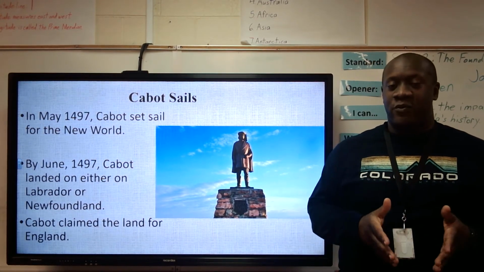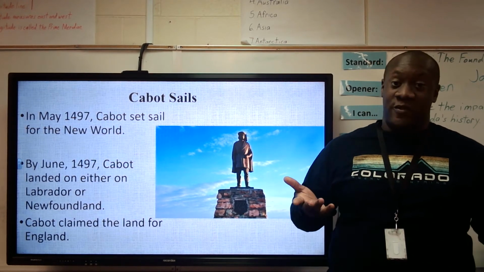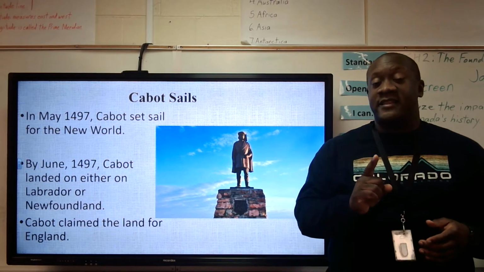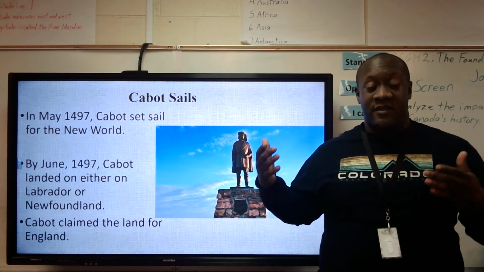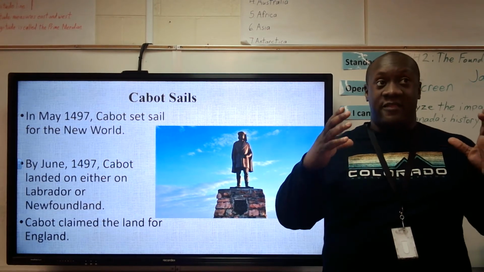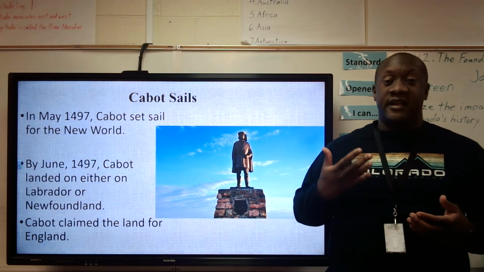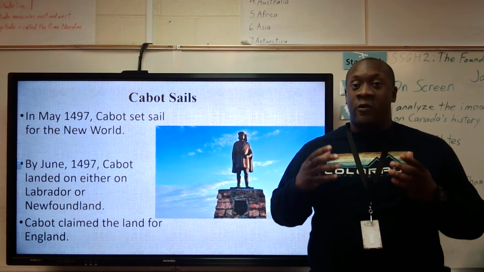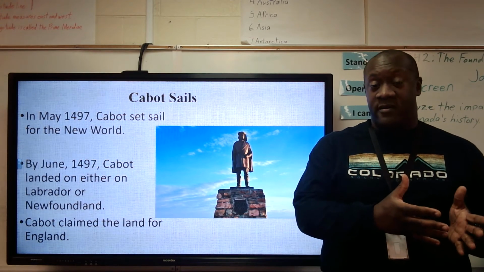Now, why is this important? Not so much the claiming the land for England, even though that is important. It's the fact that he goes back to King Henry the VII and tells him about this land. And it basically gives the king a positive report. And this makes the king excited. And now the king wants to send more people to explore this area.